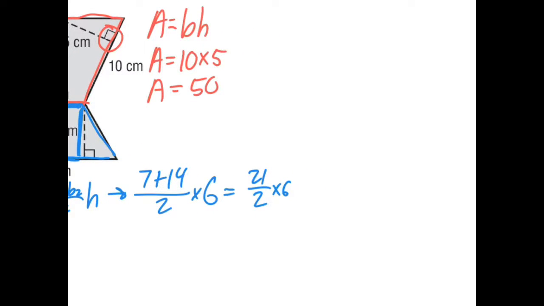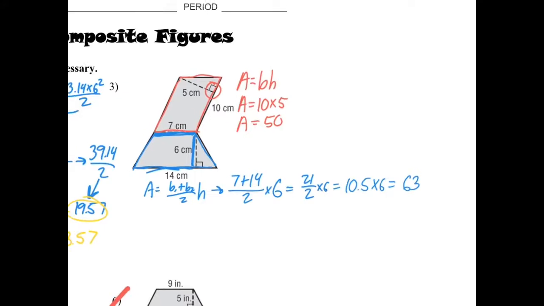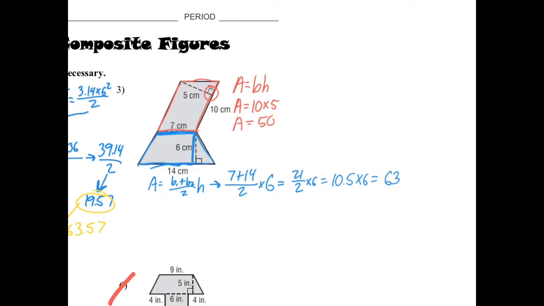Again, 21 divided by 2 gives us 10.5. And we still multiply by 6. And finally, 10.5 times 6 gives us 63. So we have our two areas now. So we're going to combine that area and that area. When I do 50 plus 63, I get 113 centimeters squared.